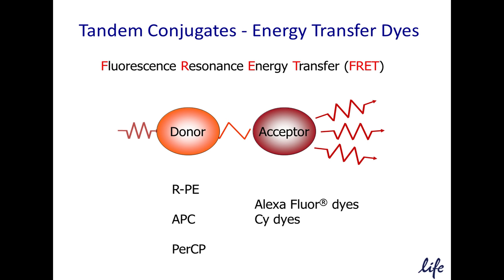The emission spectra of the donor dye and the excitation spectra of the acceptor dye must overlap for energy transfer to occur. Effectiveness of the tandem dye is dependent on the efficiency of this energy transfer. A fluorescent protein such as APC, PE, or PerCP is used as the donor molecule, and organic dyes such as a cyanine dye or one of the Alexa Fluor dyes are generally used as acceptor dyes.